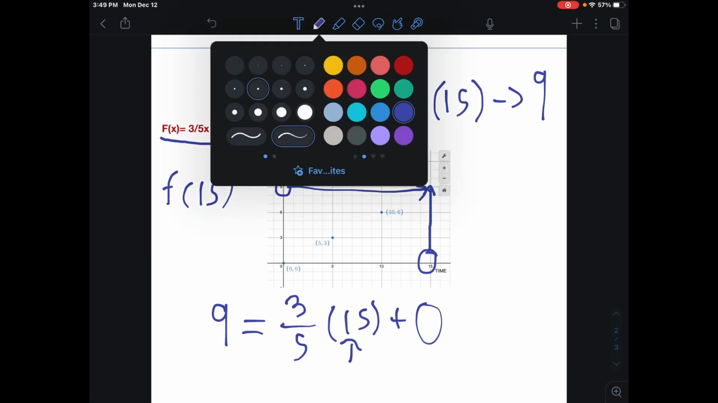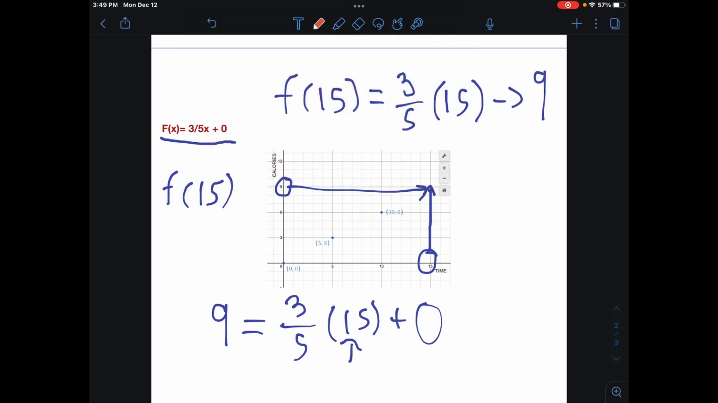Now in this equation, our rate of change is being represented by slope, which is m, and that is 3 over 5. And it's not always going to be a fraction, but in our scenario, in our case, it was. And the initial value, which is going to be the y-intercept, is 0. So that is our initial value.